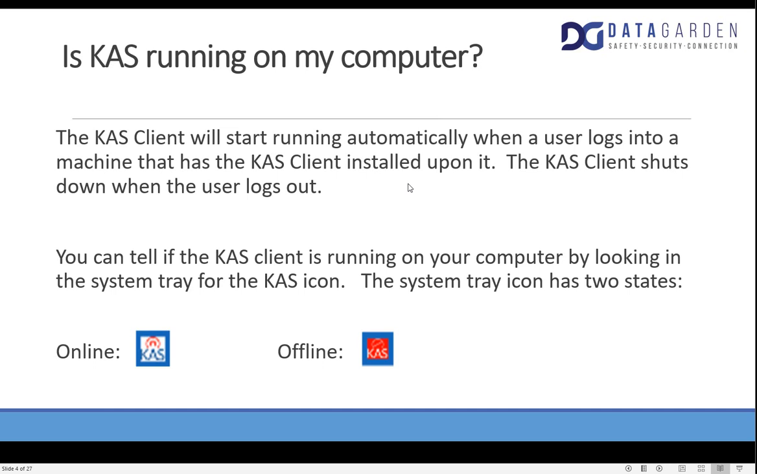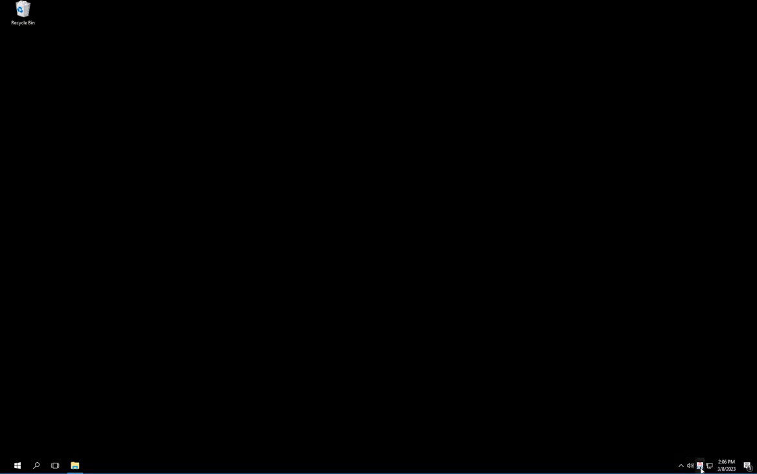How do you know if KAS is running on your machine? Well, first of all, it should be running on your machine because we install it on every machine at Preston Memorial. How do you check that? You look down in the system tray and you should have an icon down here. It says KAS on it.